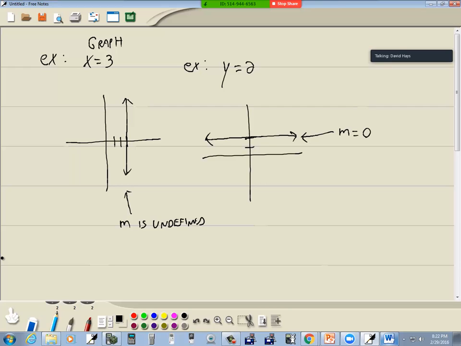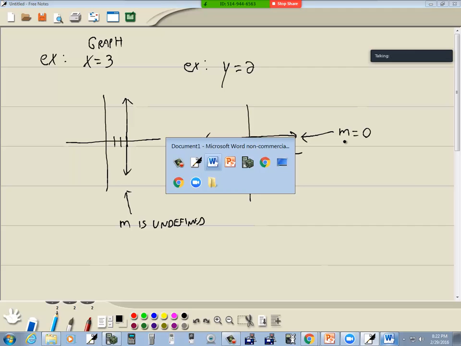So again, those do not fit in well with finding intercepts, necessarily your y-intercept and so forth. You notice that this x equals 3 doesn't even touch the y-axis, so there is no y-intercept. This one does have a y-intercept, but the slope is a little bit hard to work with. So those are our oddball cases.